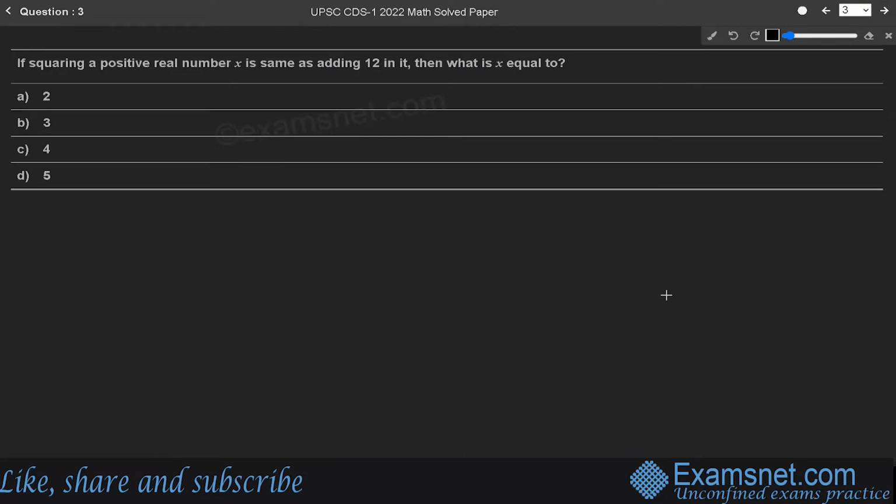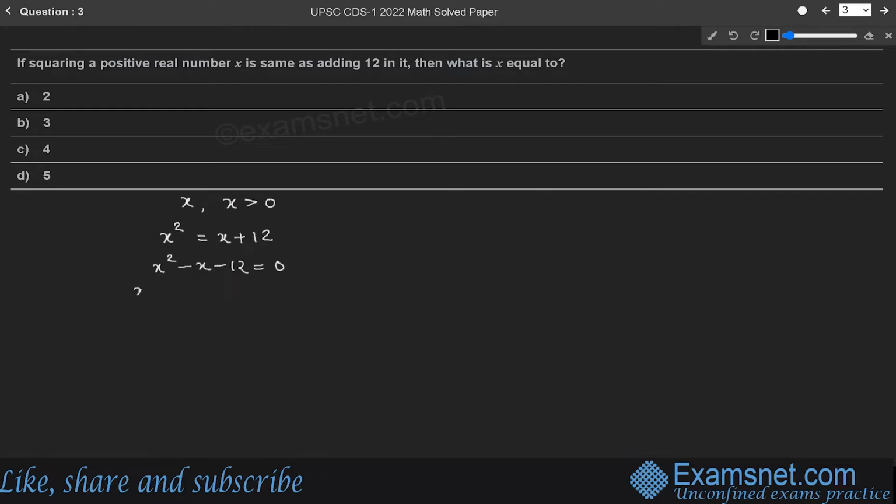Next question is, if squaring a positive real number x is the same as adding 12 to it, then what is x equal to? This is a very interesting question. It is given that the number is x and we know that x will be greater than 0. According to the question, if we square the number x, then x squared is equal to x plus 12. We can also write it as x squared minus x minus 12 equals 0.